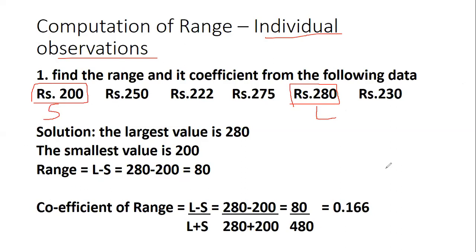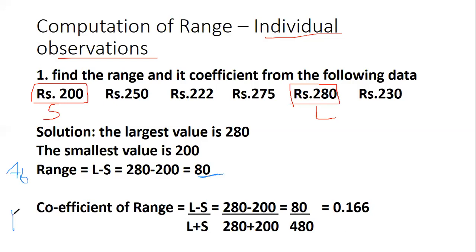Now, let's calculate the range. The formula is L minus S, largest minus smallest number, which is 280 minus 200, equal to 80. So that is how we find out range. The range for this series is 80. This was for your absolute measure.